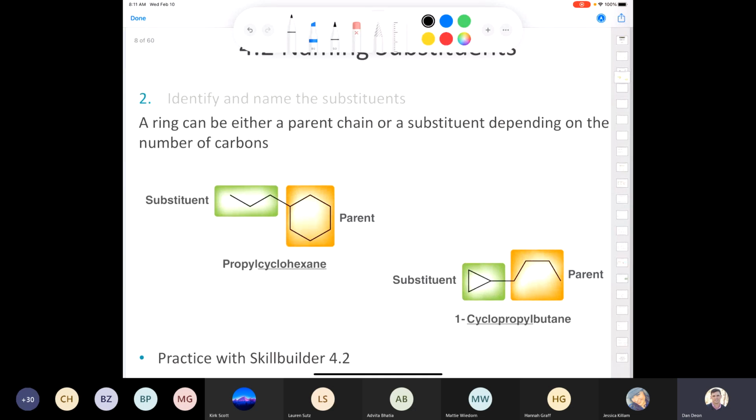Now, what about a ring? If we think about having a substituent on a ring, and this is a propyl group, we just saw this is a propyl here. A ring can either be a parent chain or it can be a substituent depending on the situation, and it's based on number of carbons. Let's look at this molecule right here. If we look at the longest chain of carbons, it would be the 1, 2, 3, 4, 5, 6 carbons in this cyclohexane ring.